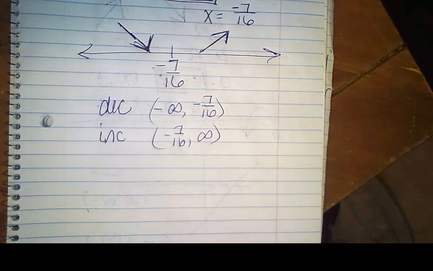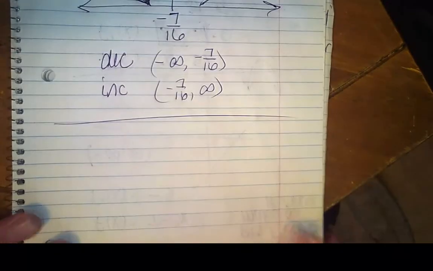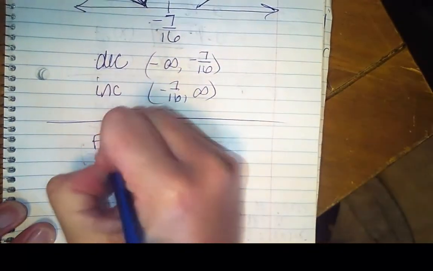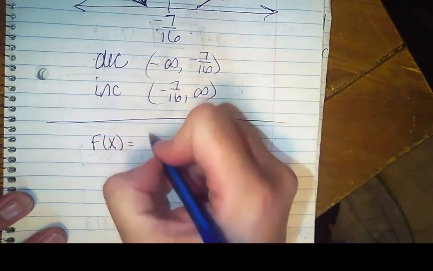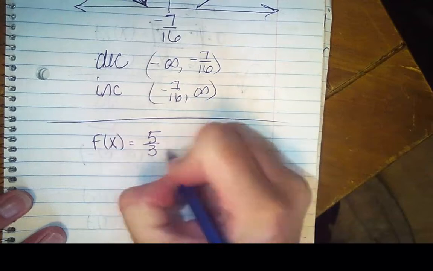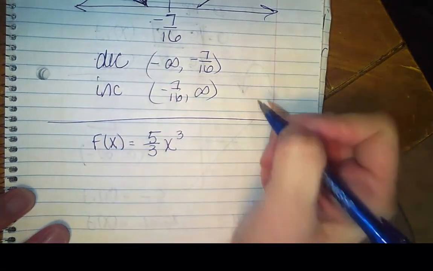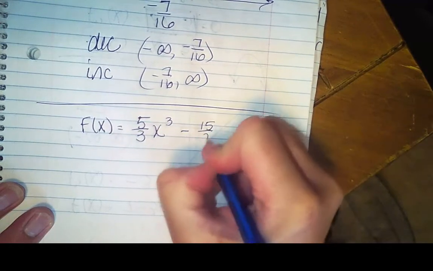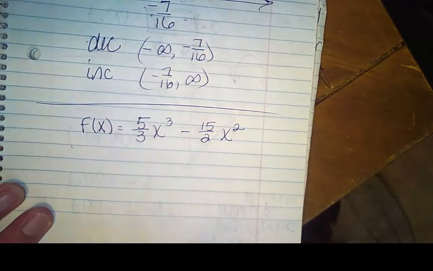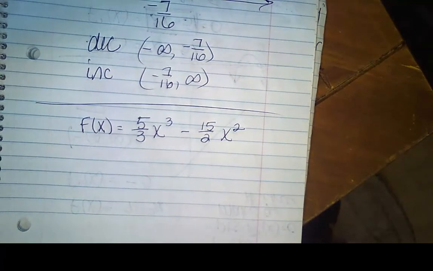All right, let's go a little bit more exciting. We got some fractions going on. So my function is 5/3 x to the third minus 15/2 x squared. And I want to know the intervals where it's increasing and decreasing.